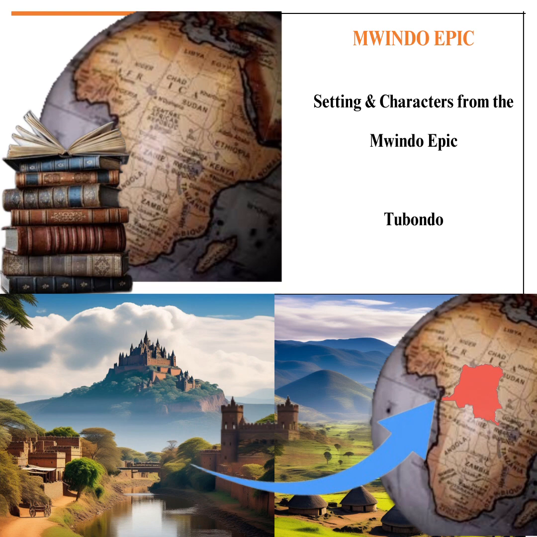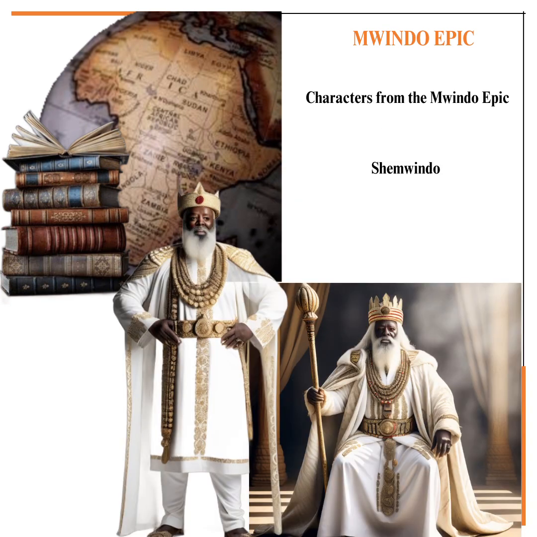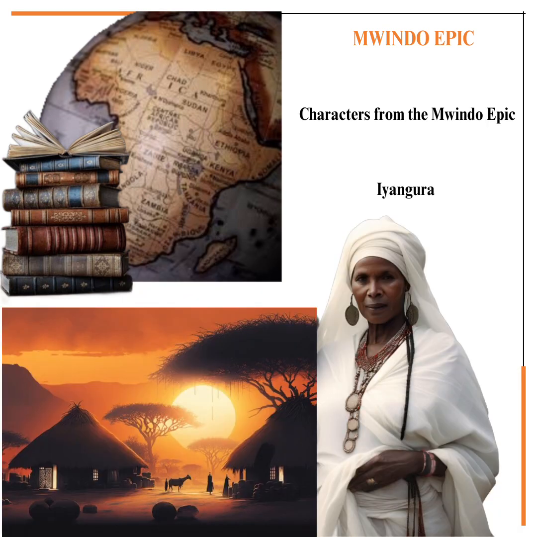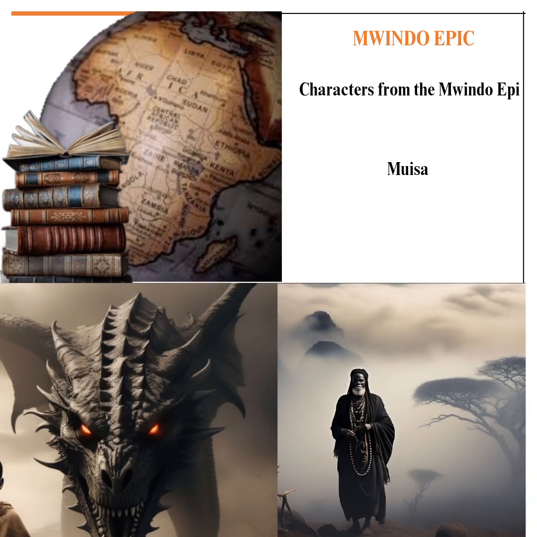Places and characters from the Mwindo epic. Tabondo, the city of seven meeting places. Mwindo is the hero of the story. He is described as the little one just born and walking, son of Shemwindo. Shemwindo, the king, the chief of Tabondo, father of Mwindo. Iyangura, Shemwindo's sister, Mwindo's aunt. Nyamitondo, the mother of Mwindo. Muisa, the god of the underworld.